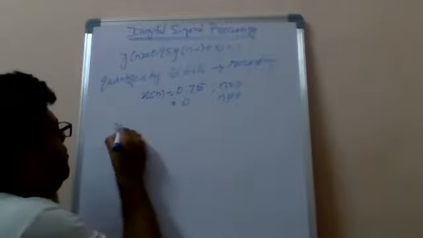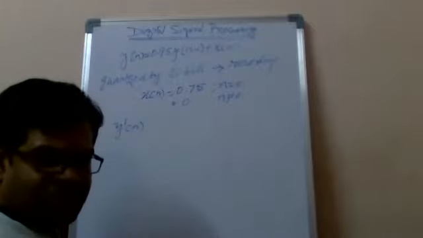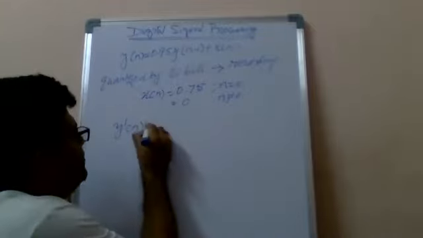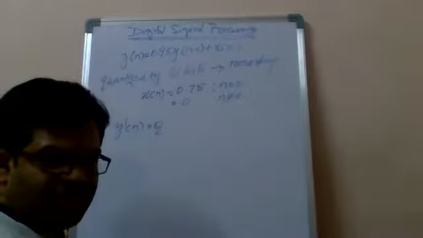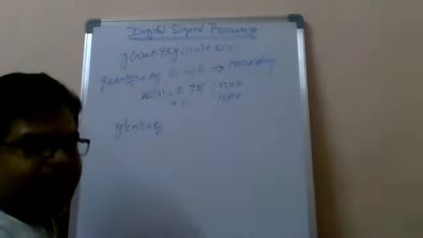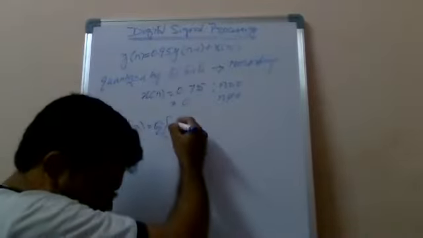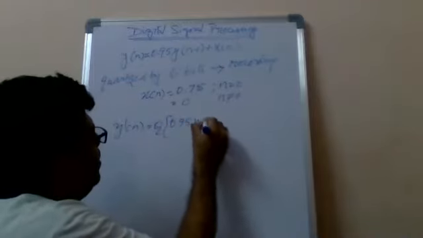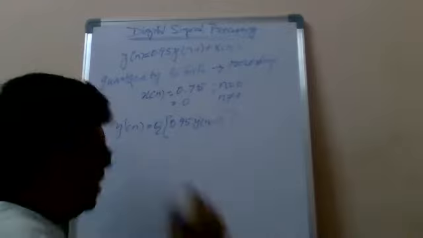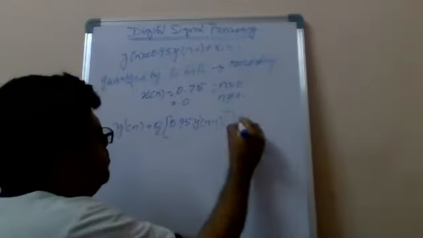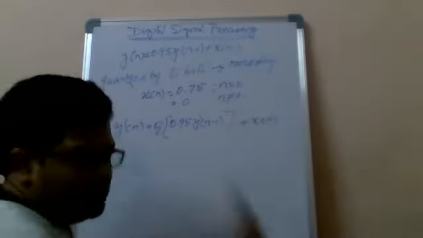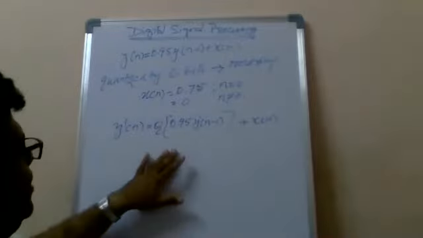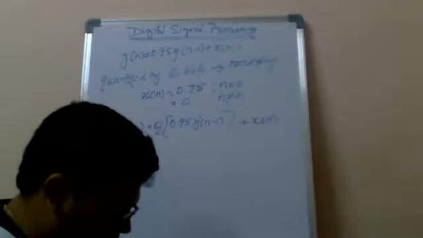Let us say y dash of n is your response after quantizing your product, so y dash of n equals Q of 0.95 y of n minus 1 plus x of n. After quantization, your output is like this.